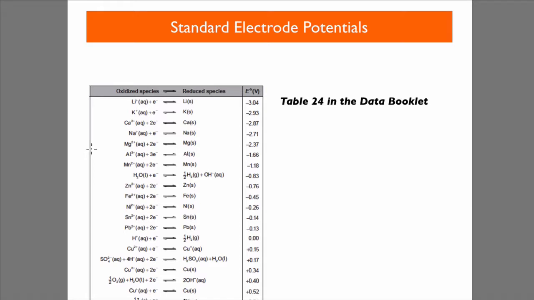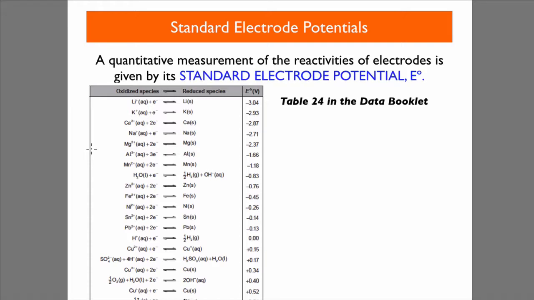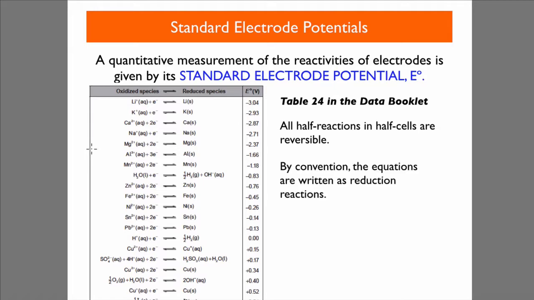Let's have a look at this list here, standard electropotentials. There's table 24 in your data booklet. A quantitative measurement of the reactivities of electrodes is given by its standard electrode potential, and they're all listed in table 24. All written as half reactions in half cells. All half reactions in half cells are reversible, and by convention the equations are written as reduction reactions. So all the half reactions in table 24 are written as reduction reactions.